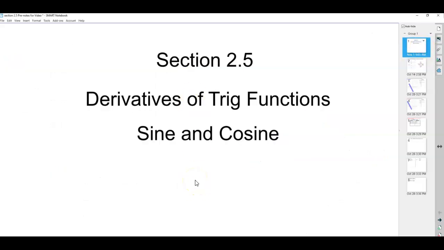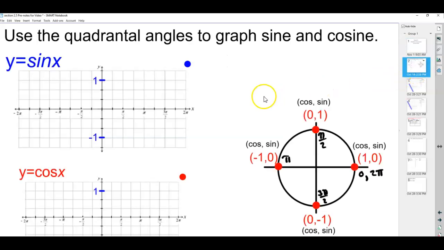Hello, students. This is a really quick review of some pre-calc pieces that are going to allow us to introduce the derivatives of sine and cosine. This is section 2.5, part of 2.5 from your textbook. So we're going to do a quick review of some pre-calculus items here. The unit circle is going to help us generate the graph of sine x.